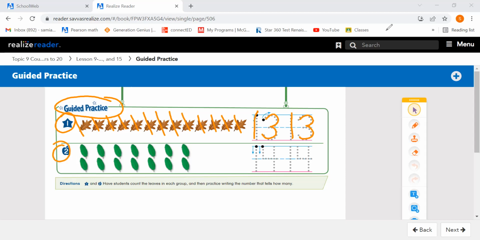Let's look at problem number 2. How many leaves are there? Let's count. 1, 2, 3, 4, 5, 6, 7, 8, 9, 10, 11, 12, 13, 14. We have 14 leaves. Let's practice writing the number 14. We start at the top and go down. We start at that black dot, we go down and across and down. And let's do it one more time. Good job.